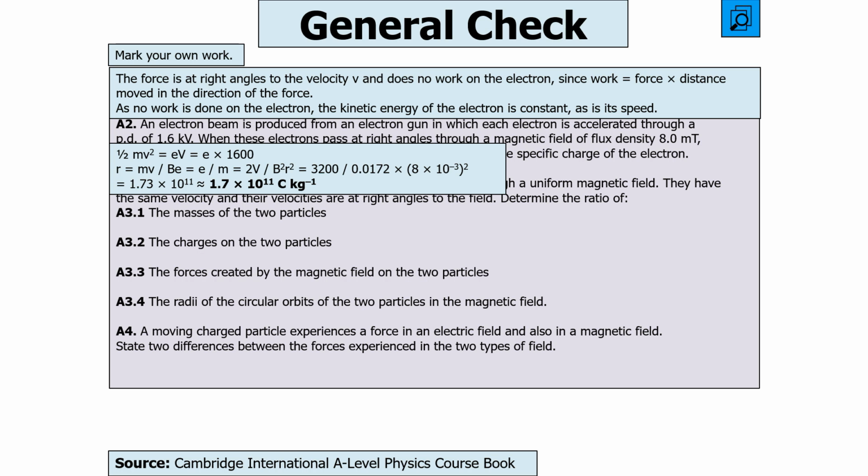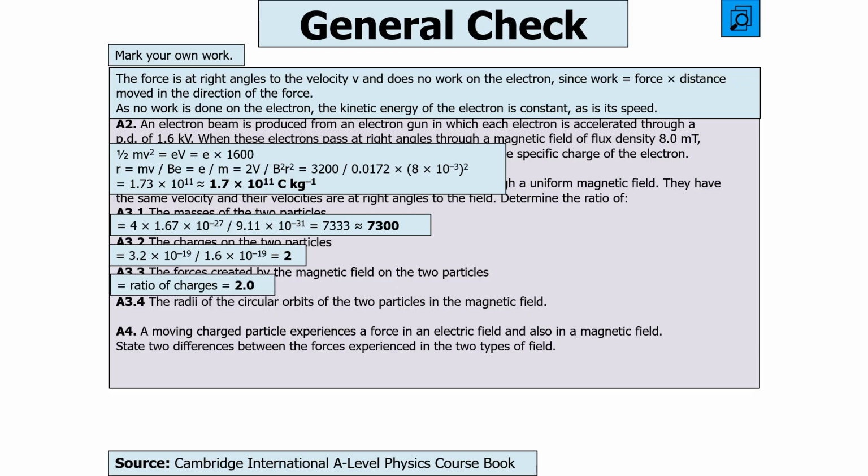In our next question, we then do the alpha particle, which is going to be 4 times 1.67 times 10 to the minus 27, which is the atomic mass unit value in kilograms, given to you on the equation sheet, over 9.11 times 10 to the minus 31, the mass of an electron or a beta particle, so it's 7,300. The alpha has a charge of 3.2 times 10 to the minus 19, the beta or the electron is 1.6 times 10 to the minus 19, so that ratio is 2. Our force is just the ratio of the charges because it's F equals BQV and B and V are constant in this question. So therefore, it is just 2.